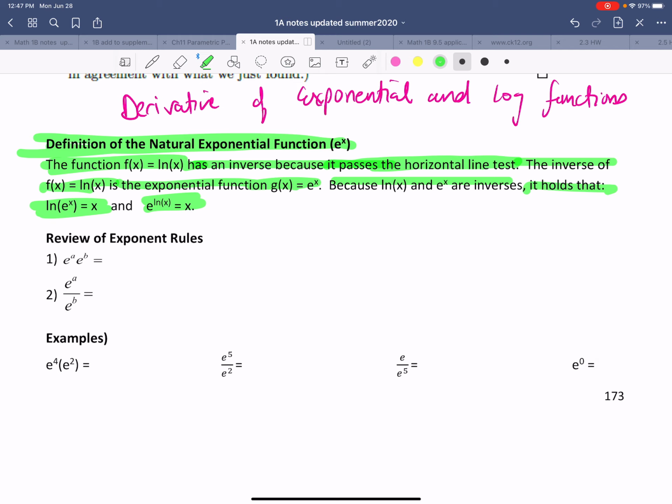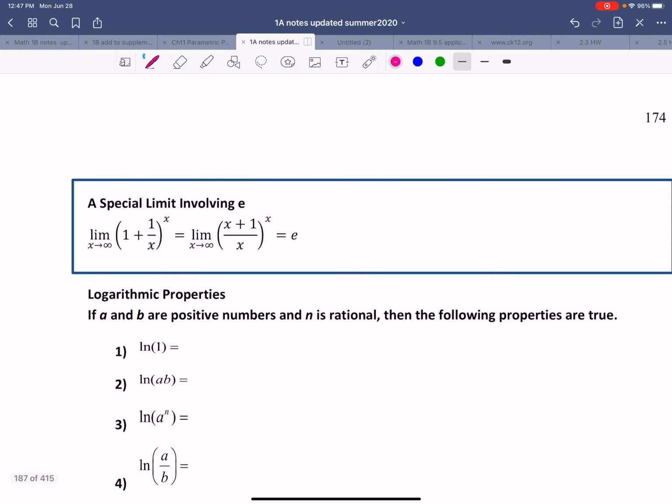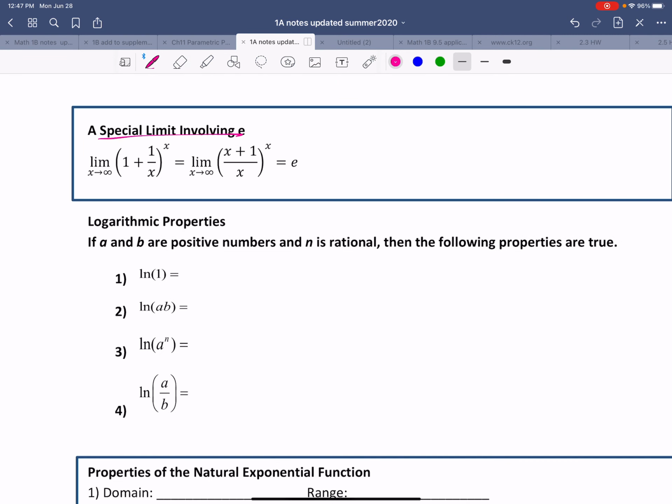Now we're going to review some exponent rules that we learned in algebra. E to the power a times e to the power b, we can add the exponents. If we have a quotient, we can subtract the exponents. If we are multiplying e to the power 4 times e to the second power, then we can add the exponents. It would be e to the sixth power. e to the power negative 4 can be written as 1 over e to the power 4, and e to the power 0 is equal to 1.